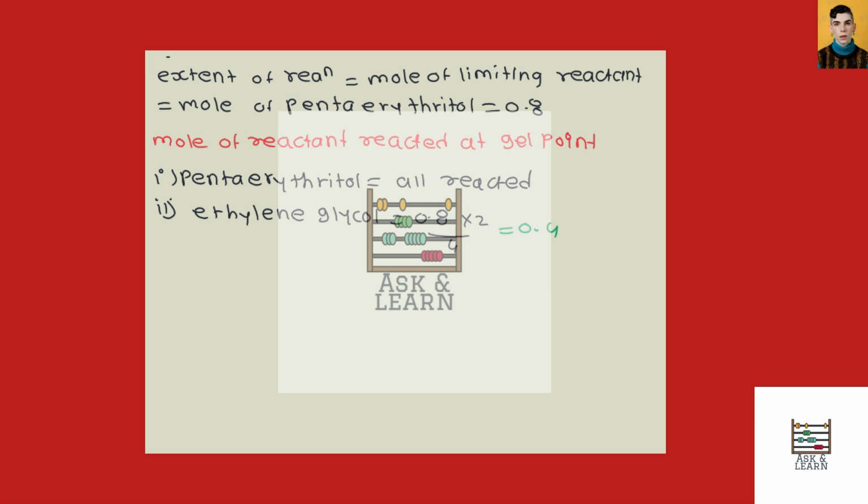Then the third one is phthalic acid, which is equal to 0.8 into 4 divided by 4, and by calculation we get 0.8. Now here we find the mole of reactant remaining.